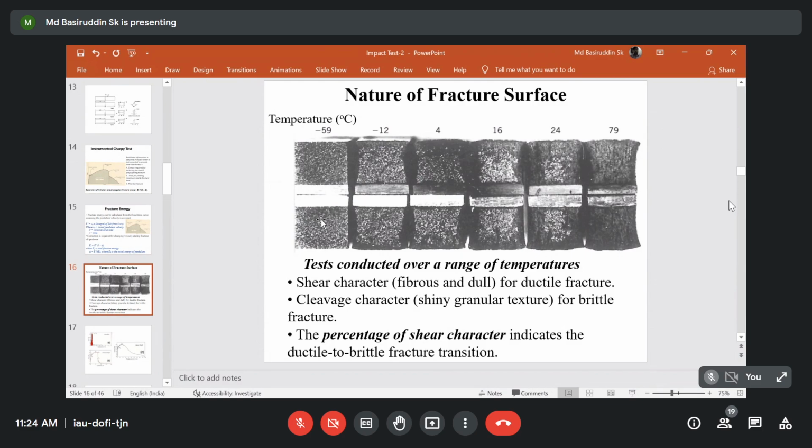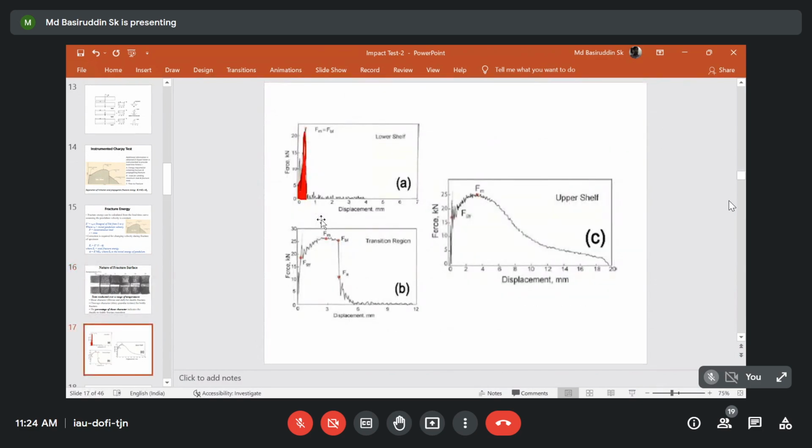Now, considering these things, if you plot the load versus displacement or load versus time, here I have plotted load versus displacement. But if you plot load versus time, the variations will be more or less the same. So don't be confused by this particular slide. If you do the test at low temperature, then once it reaches the yield load, whatever I showed in the earlier slides, the material will suddenly fail.